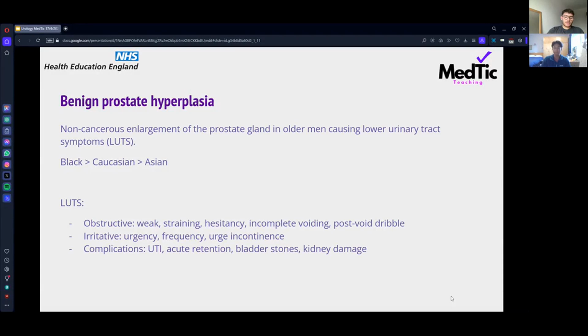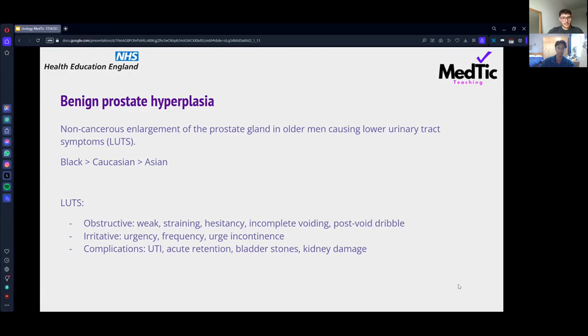And then thinking about complications you might develop. So if you're in a bit of retention, you might increase the risk of UTIs. Also through that, the risk of bladder stones and kidney damage through hydronephrosis, all linked to the retention topic we've been speaking about. And then the point there as well about being Black African ethnicity being at higher risk than Caucasian or Asian.